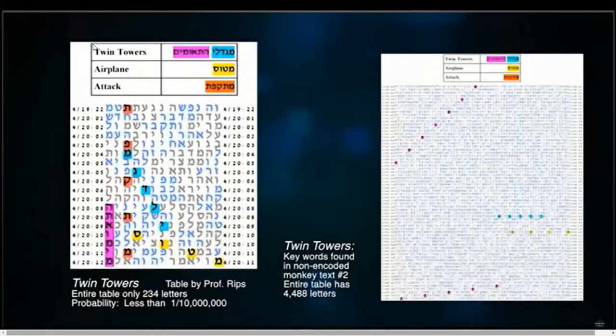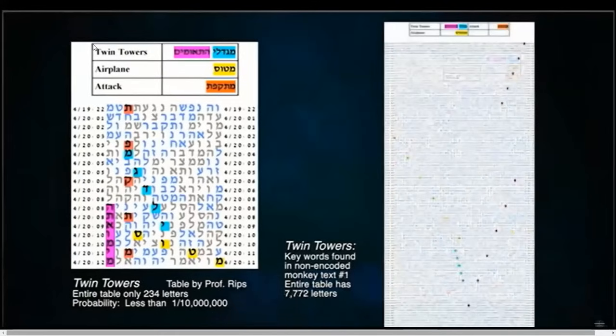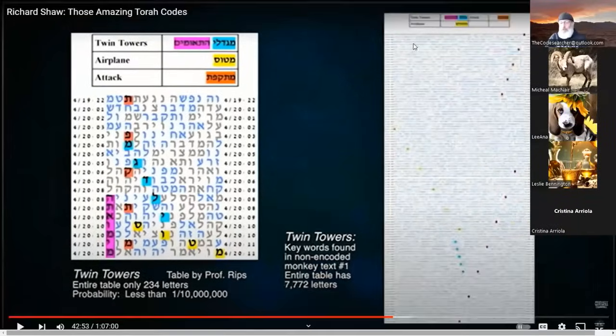4,488 letters to achieve the same results, whereas Rips's table has 234 letters. Here's another table they did. Herolic did this for me as a comparison. Look how massive that is. This is not going to be an acceptable code right here.